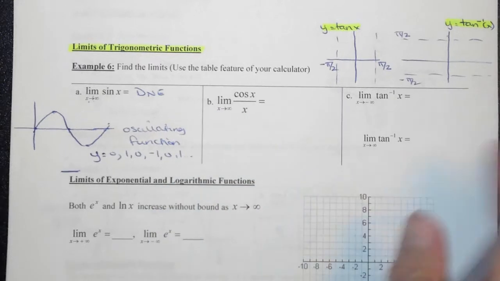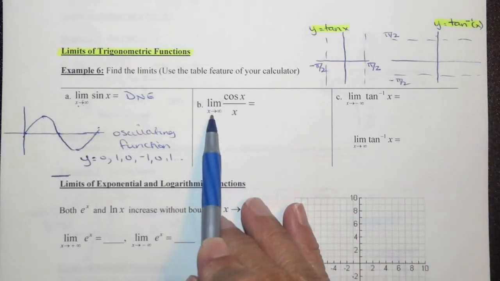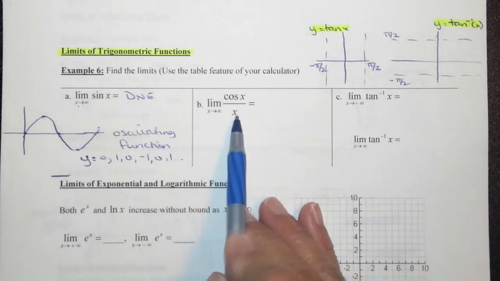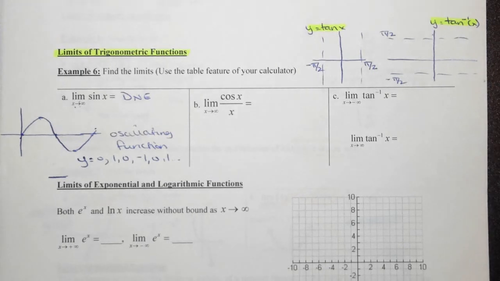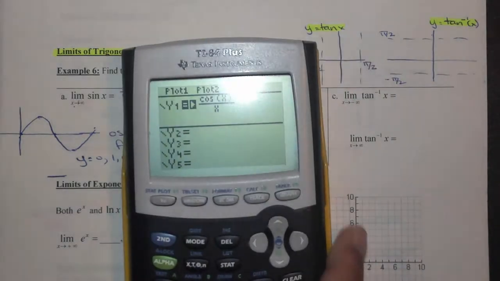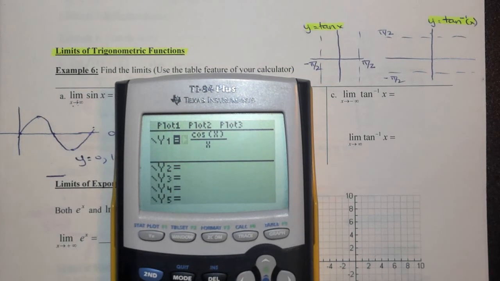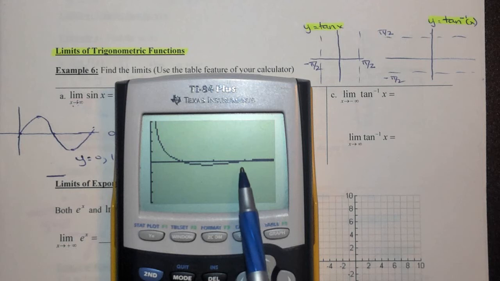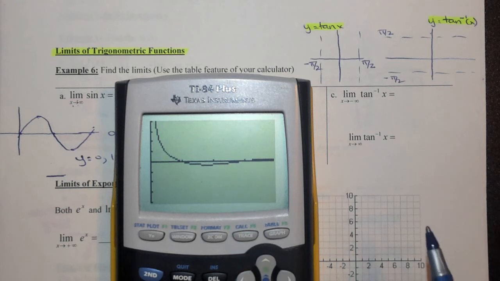Okay, let's take a look at this next one. The limit as x is approaching positive infinity of the cosine of x over x. So right now you don't know technically any of the properties that we could be using, so we're going to use our calculator. So what I did was I went into y equals and I put this function into the calculator, okay, so that you can see it.